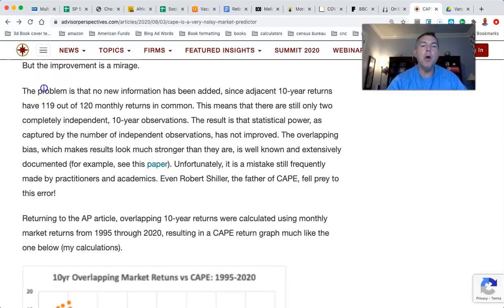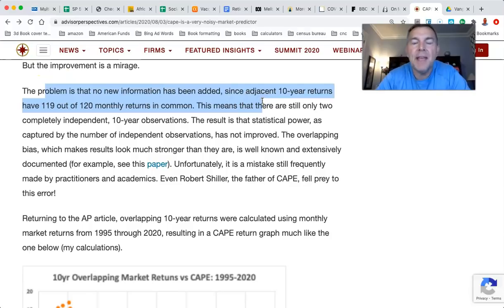The problem is that no new information has been added, since adjacent 10-year returns have 119 out of 120 monthly returns in common. So if we take our trusty calculator, 119 divided by 120, we get a correlation of 99.1%, because you have 120 months in the time frame and 119 are equal other than that one month in these rolling 10 years. They're all the same. They're not statistically different at all. The result is that their statistical power, as captured by the number of independent observations, has not improved.